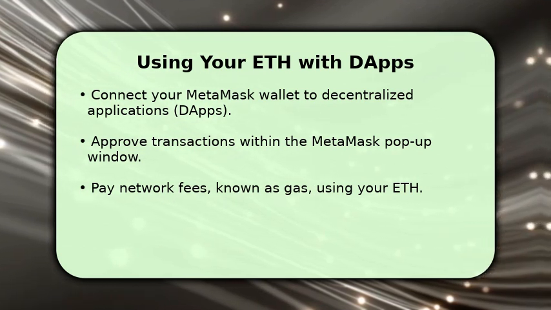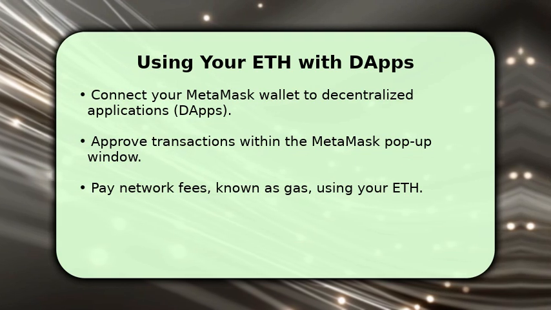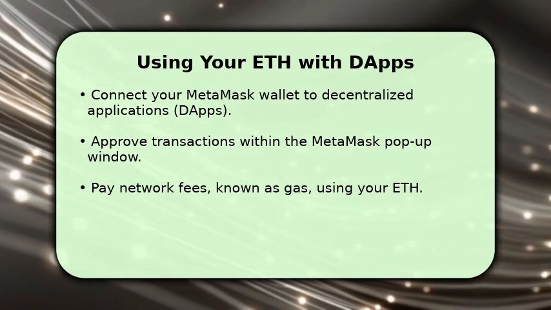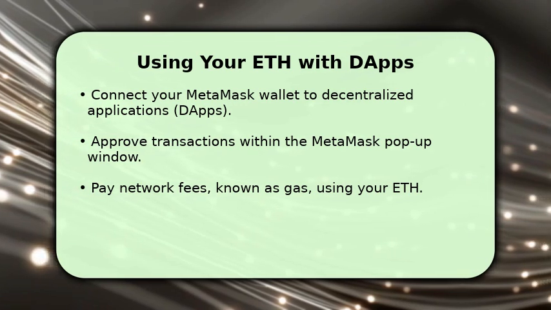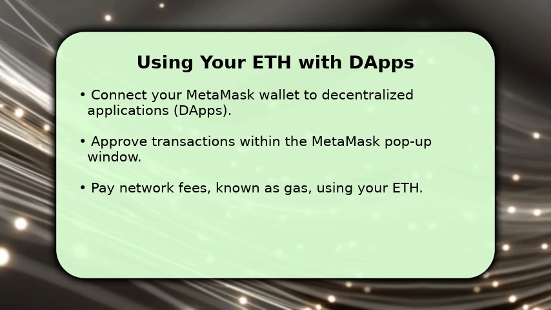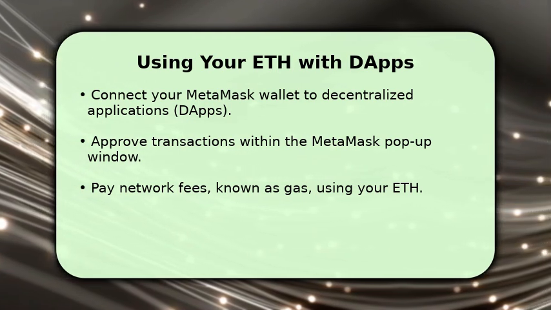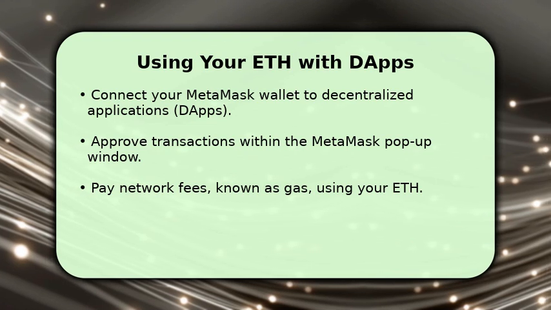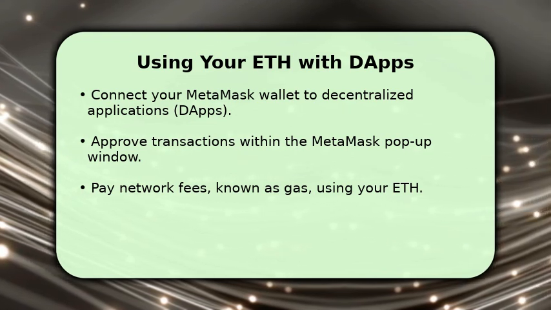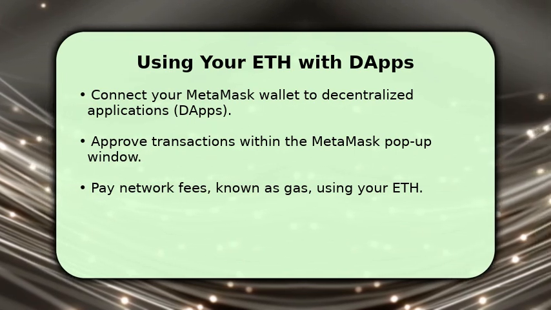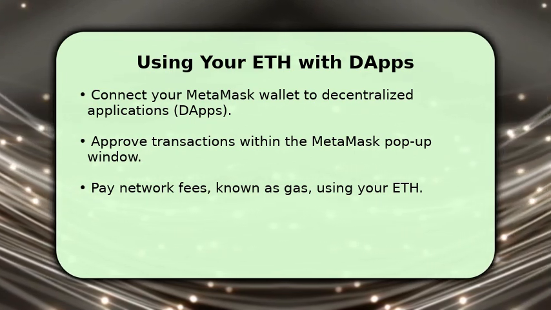With ETH in your MetaMask wallet, you're ready to explore the vast world of decentralized applications. To use your ETH, simply navigate to a dApp and click the Connect Wallet button, selecting MetaMask. A pop-up will appear, asking for your approval to connect. When you initiate a transaction, like swapping tokens or buying an NFT, MetaMask will prompt you to confirm and display the associated gas fees, which are paid in ETH. Always review transaction details carefully before confirming.